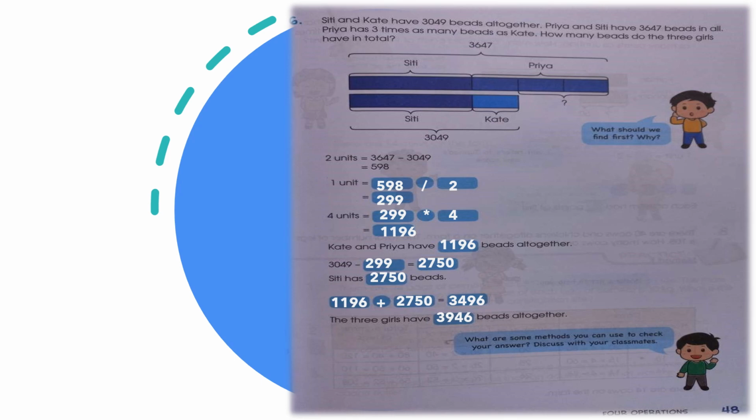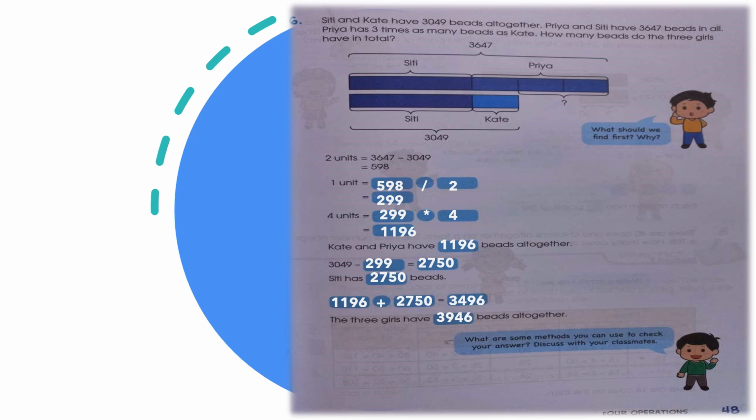Now if we subtract 299 from 3049, which is basically the number of Kate's beads, then we will get the number of beads Cathy has. So Cathy has 2750 beads, which comes out after subtracting 299 from 3049. Now we have to find the total number of beads all 3 girls have.